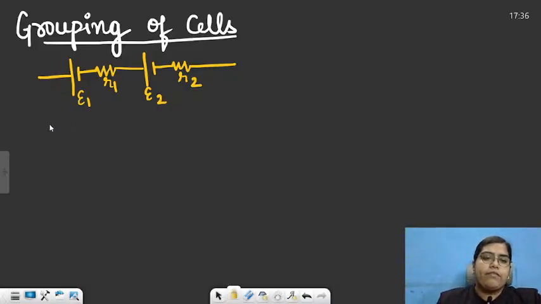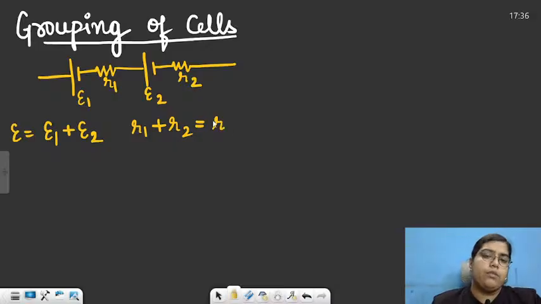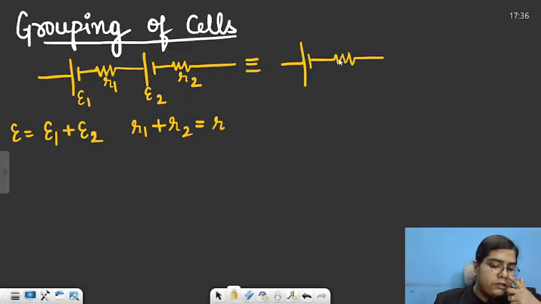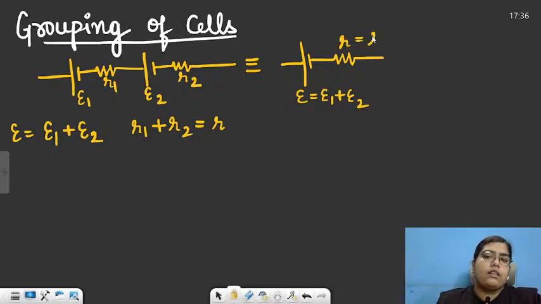So the net EMF is simply the sum of the individual EMFs, E1 plus E2, and the net resistance will be R1 plus R2, the same formula as for resistances in series. This will be your total resistance. Basically, it means you can replace these four things with just two simple things: the total EMF, equal to E1 plus E2, and the total resistance R, equal to R1 plus R2, right? So this is the meaning of grouping and equivalent, right?